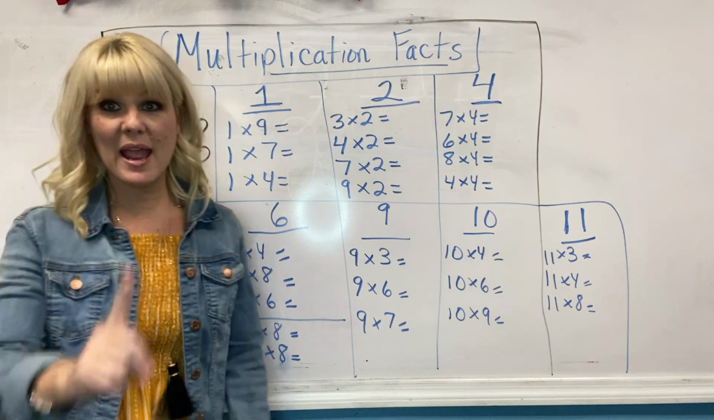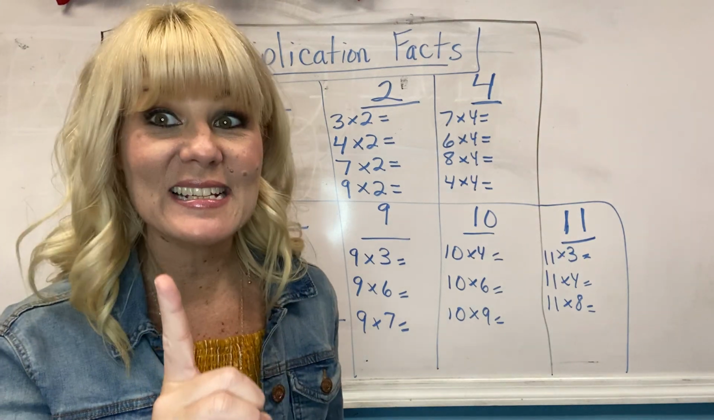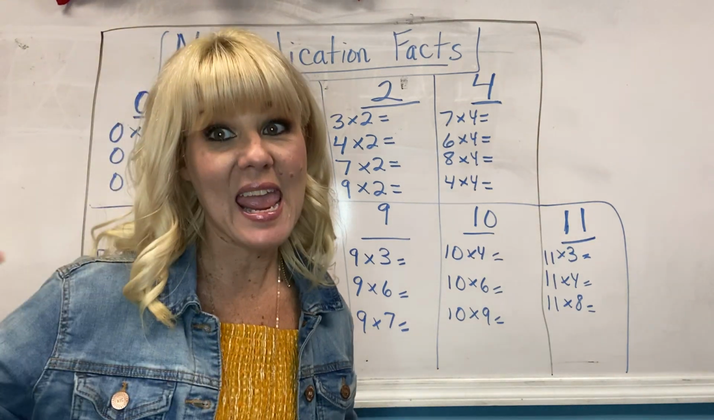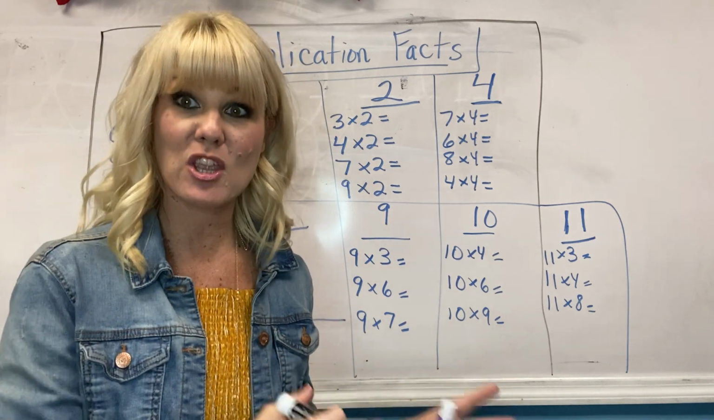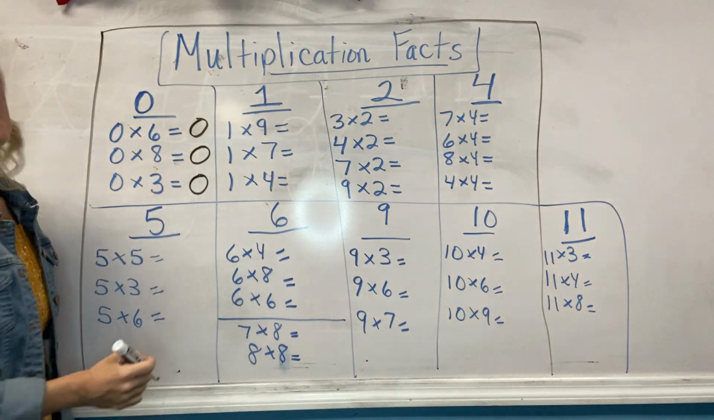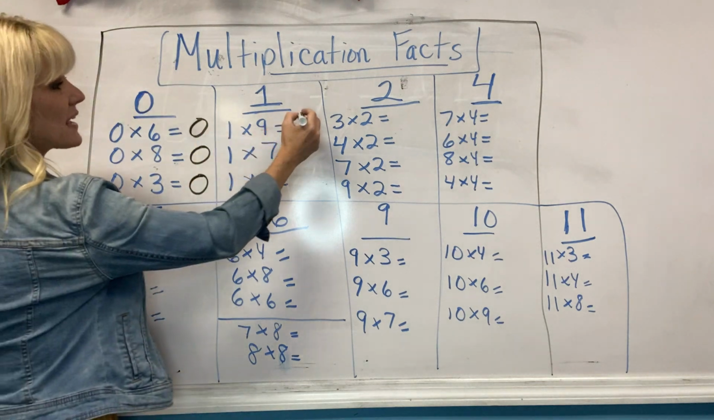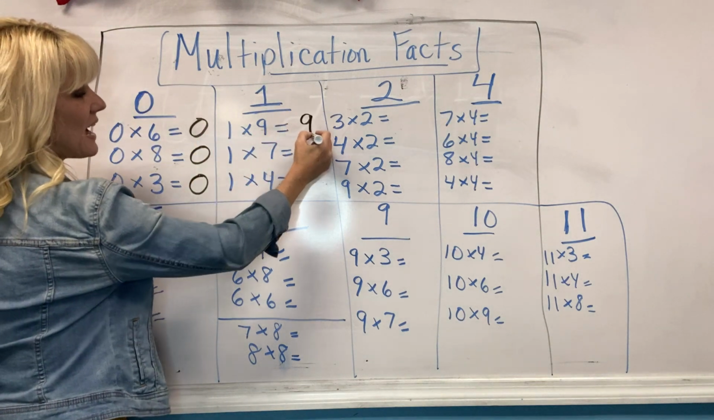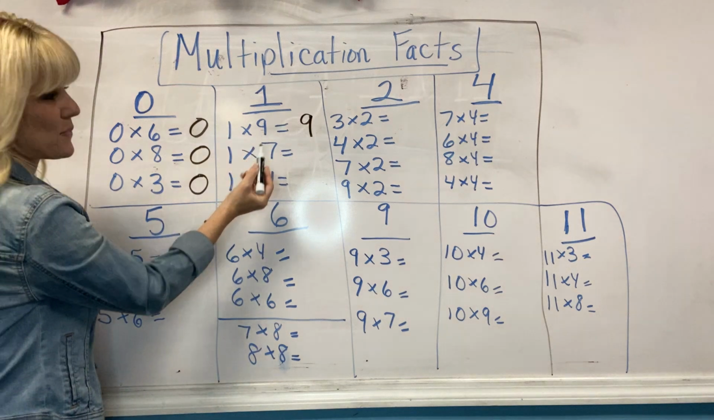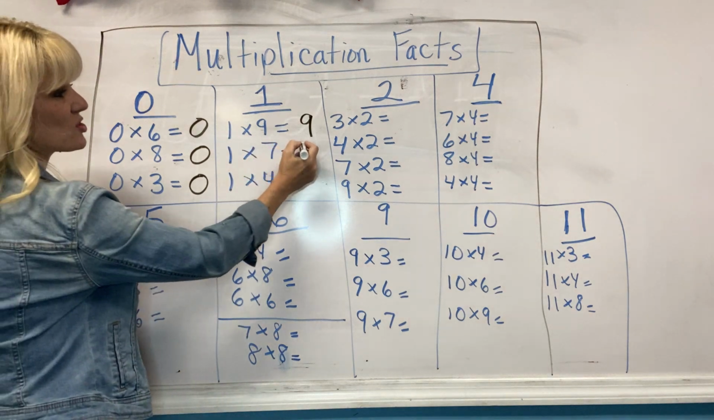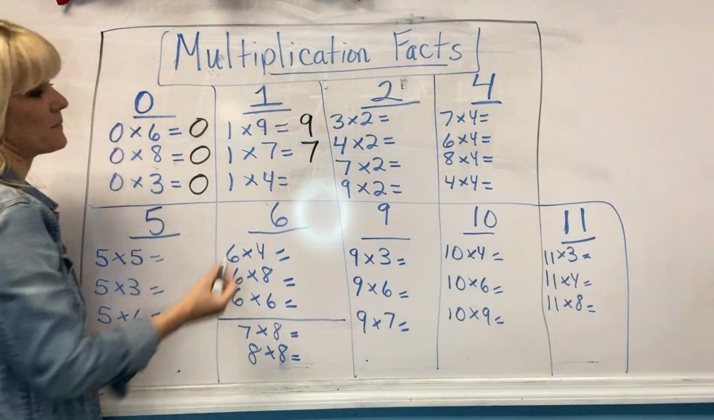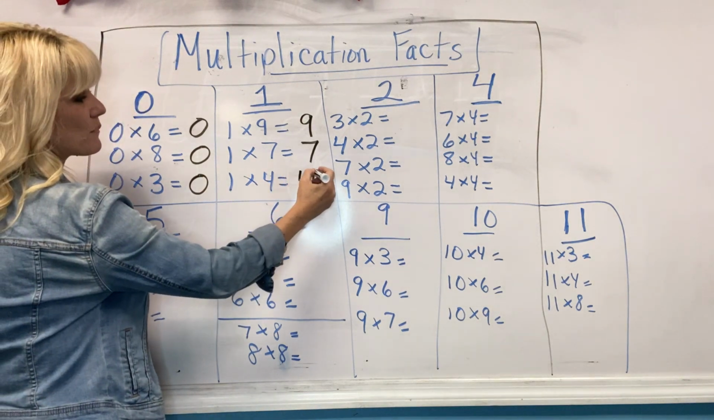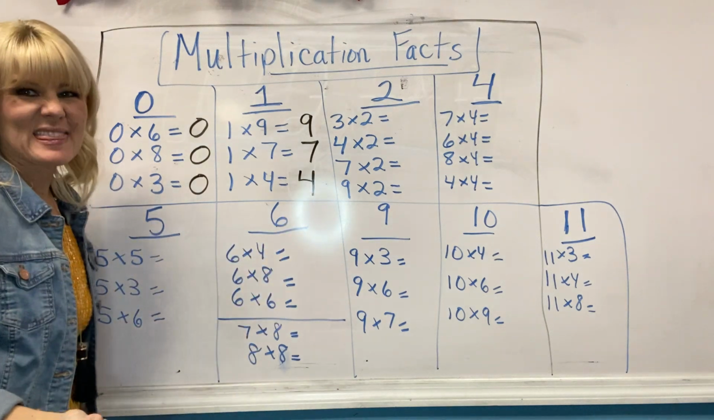Okay, next we're multiplying by ones, and anything times 1 is the same number. So it's also super easy because you just say the same number that you're multiplying by. So for example, if it is 1 times 9, the answer is simply just 9 because it's the same number. 1 times 7, the answer is just 7 because you're only making one group of that number. 1 times 4, the answer is simply just 4. So I think you guys got those.